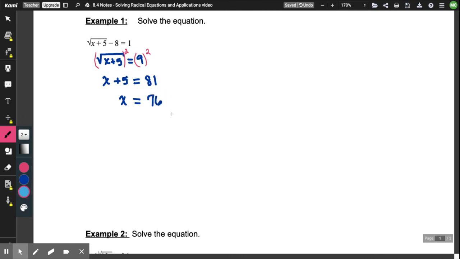Now before I can say that that's actually a solution to this equation, I do have to check it, because sometimes when I raise both sides of the equation to a power, it produces some extraneous solutions, which are apparent solutions that don't make the original equation true. So I'm going to go back and check it with my original equation. So I'm putting in 76 in place of x.